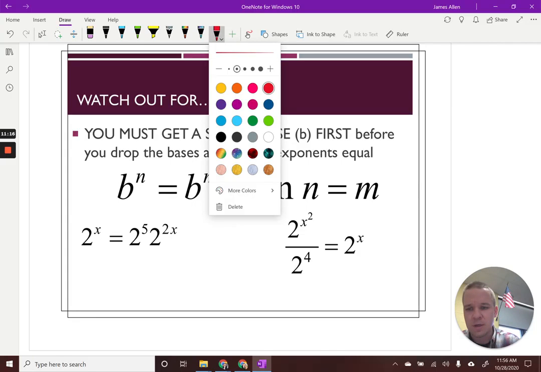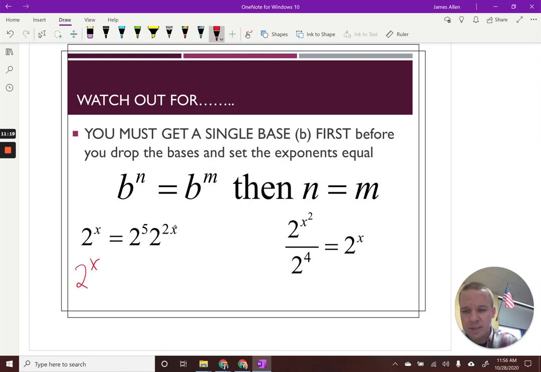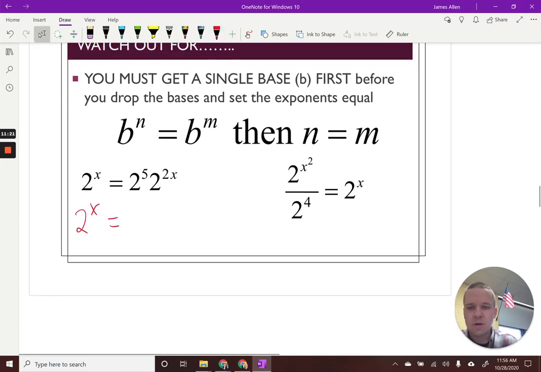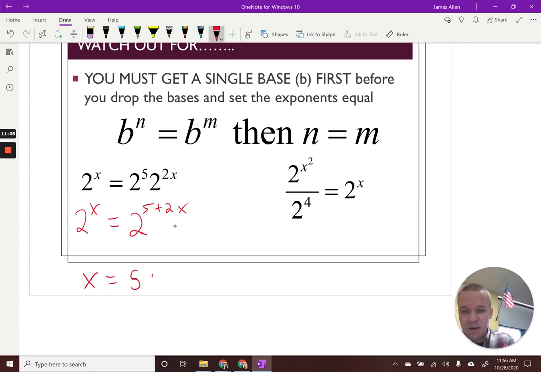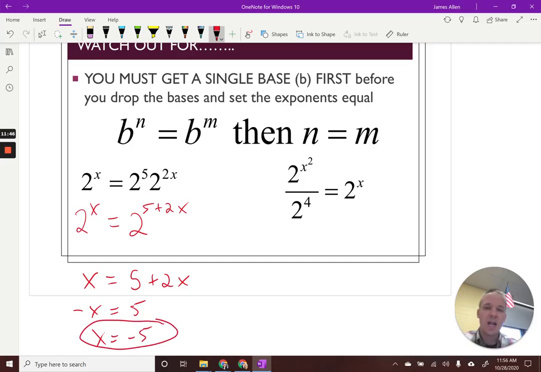Let's go back to our 5 basic rules. I would have 2 to the x is equal to, and what do I do with my exponents when I have like bases? Like bases, I add my exponents. So I could have 2 to the 5 plus 2x. Now I have a single base on each side. I can drop those. I can get x equals 5 plus 2x. Let's see here. I'll go ahead and subtract 2x. I get negative x equals 5. So x is going to equal negative 5 in this one. Lovely. All right. Let's keep moving.